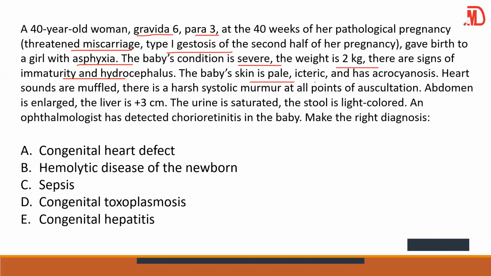Weight is 2 kg. There are signs of immaturity and hydrocephalus. Baby's skin is pale, icteric, acrocyanosis. Heart sounds are muffled. There is a harsh systolic murmur at all points of auscultation. This one you could say machine-like murmur, or pansystolic murmur. All right. Good. Now, abdomen is enlarged, the liver is +3, urine is saturated, the stool is light colored.